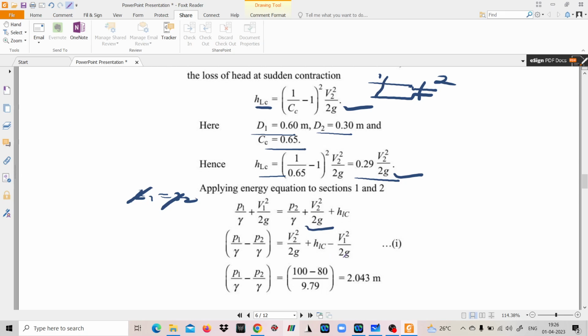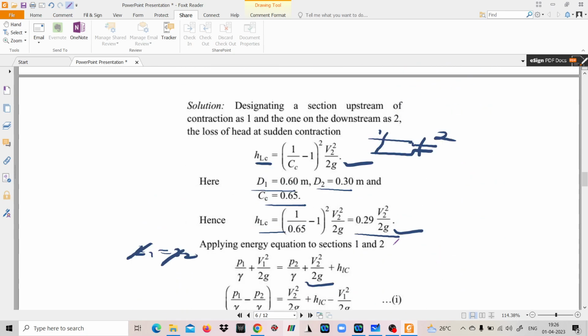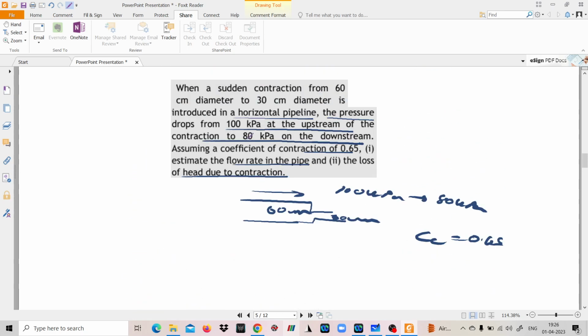V2 is known, V1 square. Sorry, V1 and V2 can be written in terms of one another because we know that A1 V1 equals A2 V2. So P1 by rho g minus P2 by rho g gives you the difference in the pressure head. The difference in P1 and P2 is given to you.